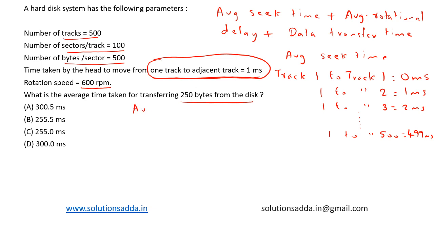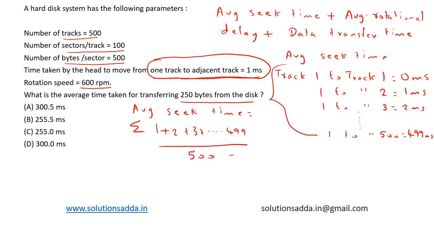So average seek time is equal to the sum of the whole divided by 500, as 500 is the number of tracks. Summation of 1 plus 2 plus 3 plus etc. up to 499, divided by 500. This is equal to 249.5 milliseconds. So this is one value, that is the average seek time.